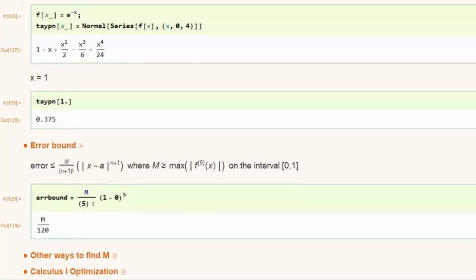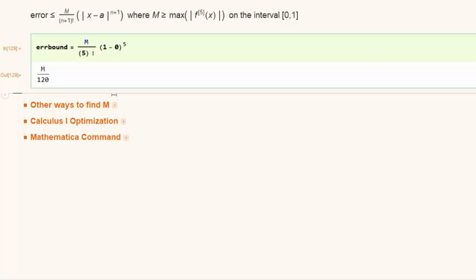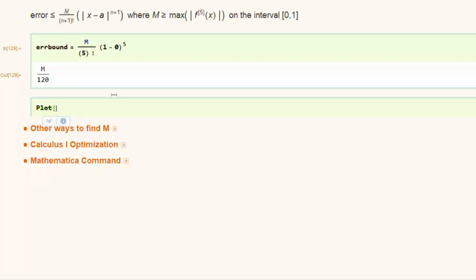So how do we find that maximum value? Well, the first thing we want to do is actually plot that 5th derivative. So in Mathematica, I can look at a plot of the absolute value, ABS, of the 5th derivative, 1, 2, 3, 4, 5, on this interval from 0 to 1.